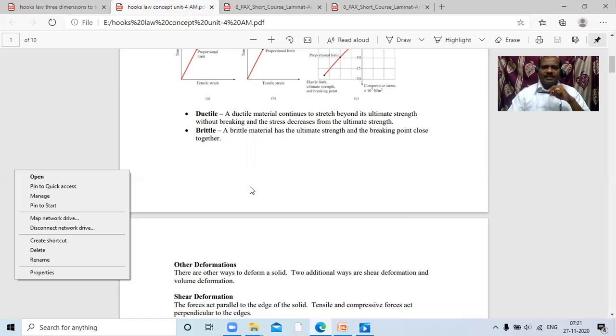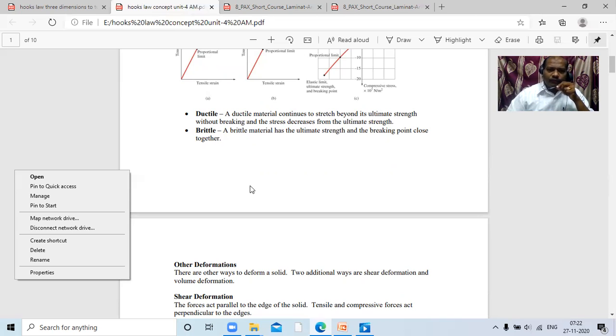I repeat once again, ductile: a ductile material continues to stretch beyond its ultimate strength without breaking, and the stress decreases from the ultimate strength. Next, brittle. A brittle material has the ultimate strength and the breaking point close together. That means in a brittle material, ultimate strength and breaking point are almost one and the same.